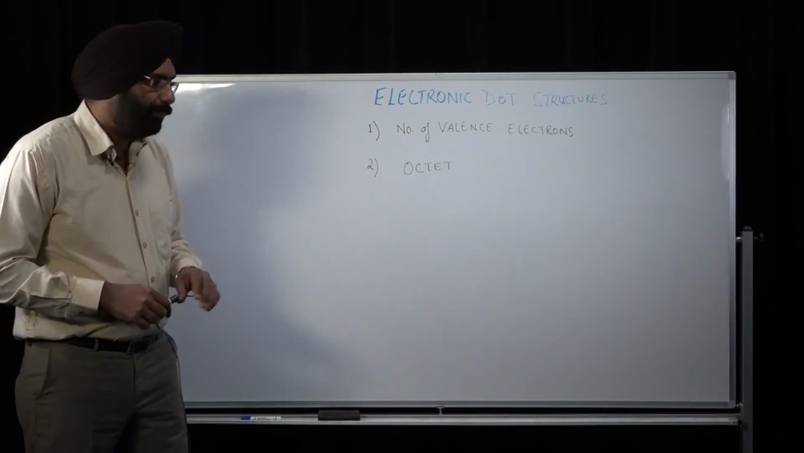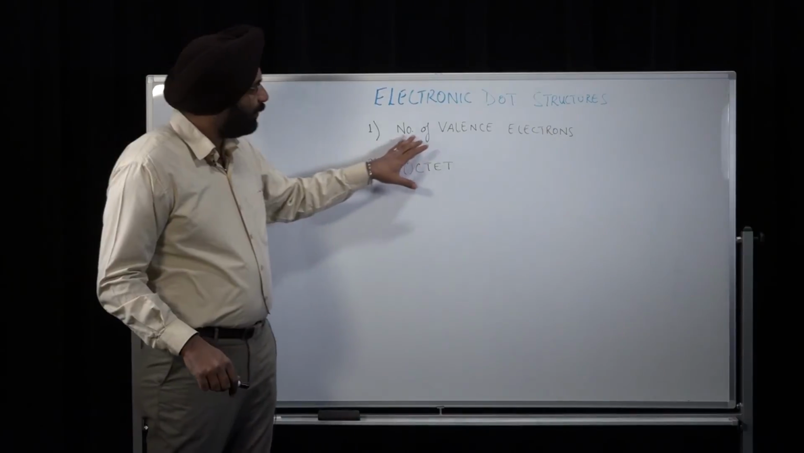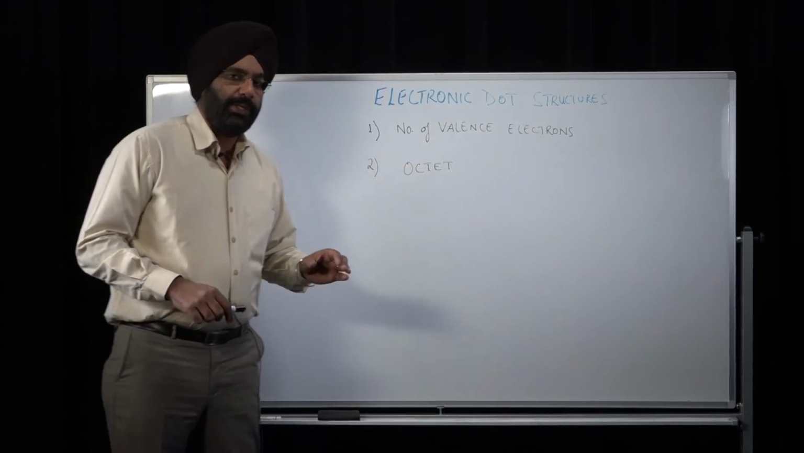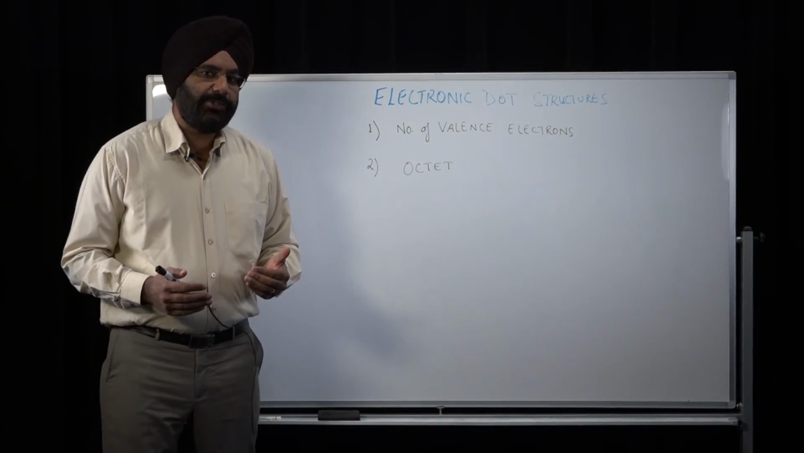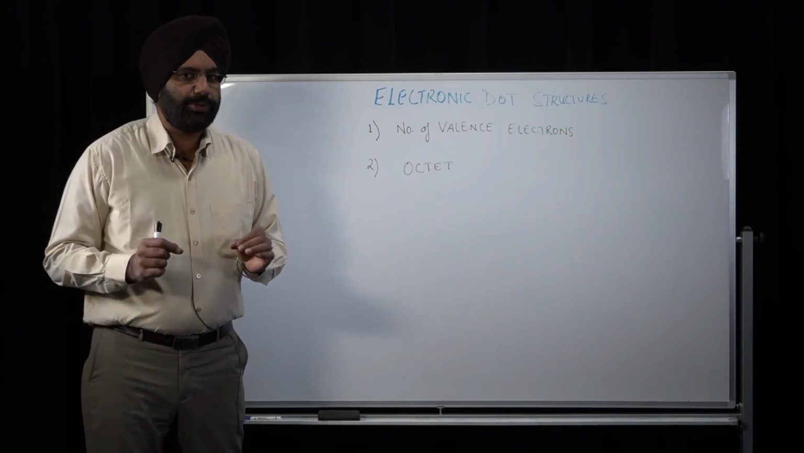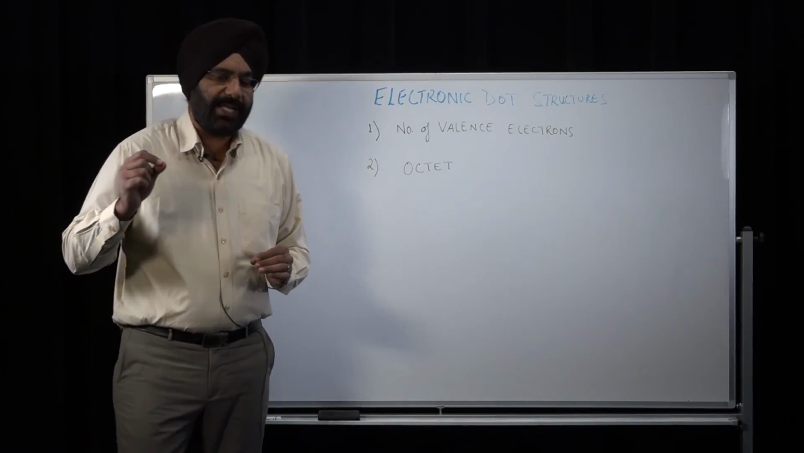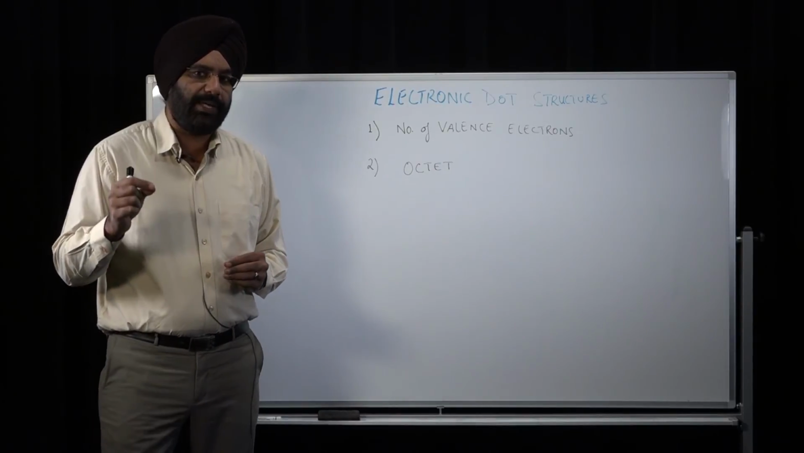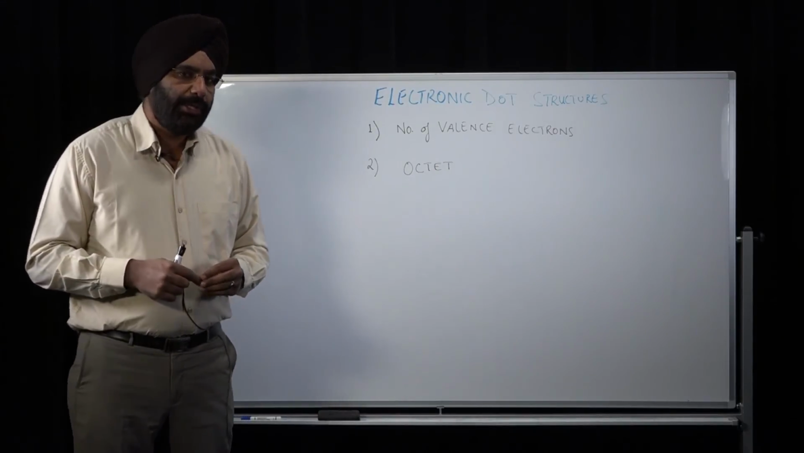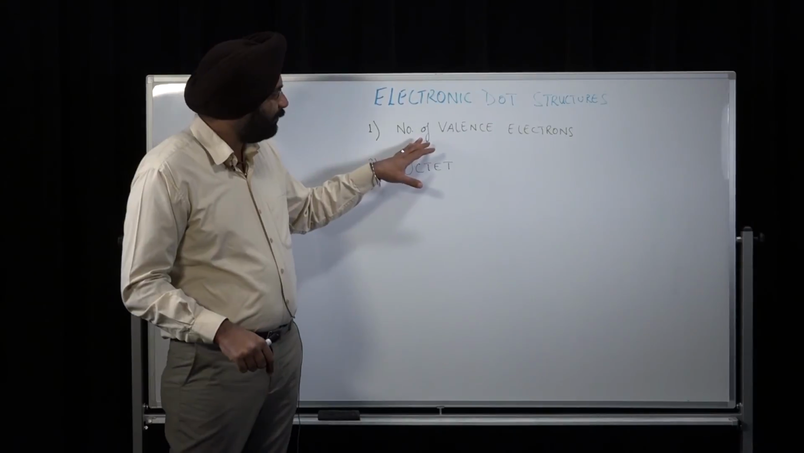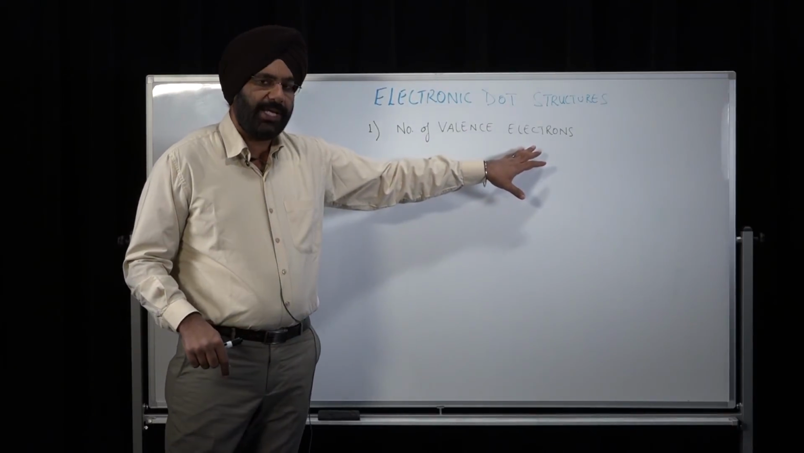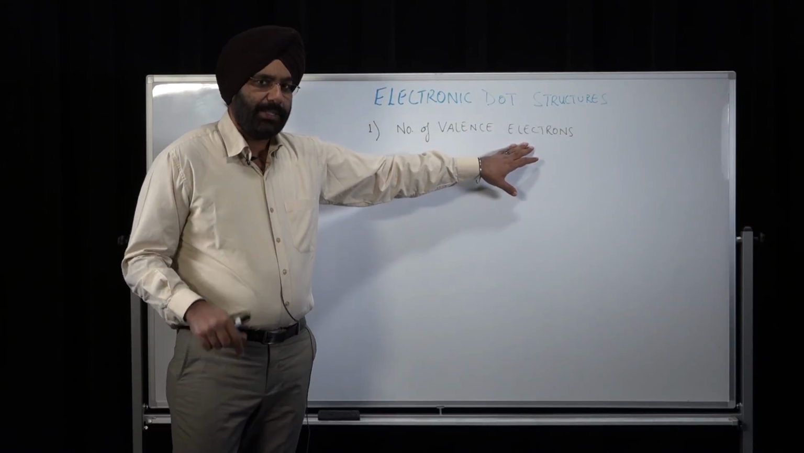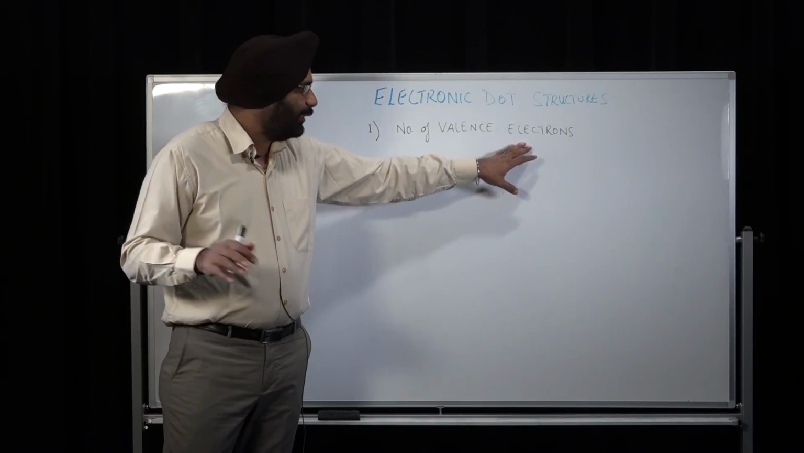we need to consider. One is the number of valence electrons. So the valence electrons are the electrons which are present in the outermost shell, the shell which is at the extreme distance from the nucleus, where the last electron adds up. So we are going to look into the number of valence electrons in an atom which constitutes that molecule.